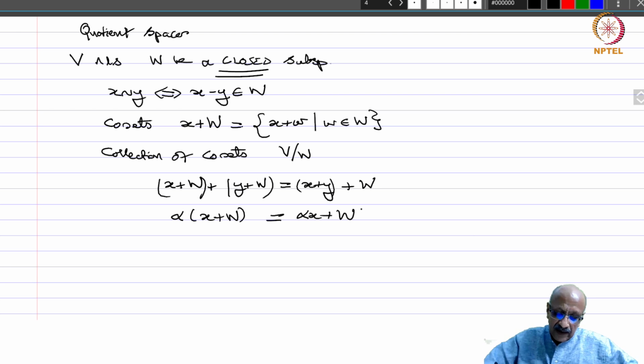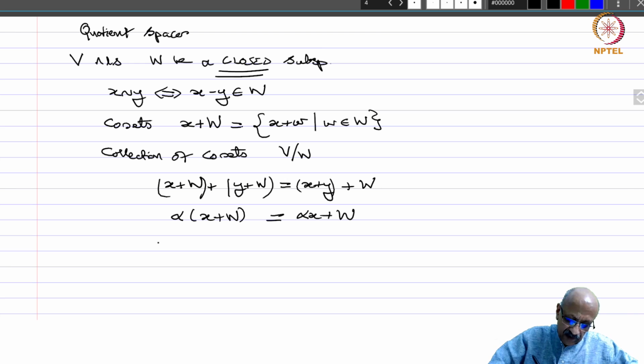We have to check that these are well defined, because if x is equivalent to x dash, and y is equivalent to y dash, since W is a subspace, x plus y will be equivalent to x dash plus y dash, and therefore this is well defined. Similarly, if x is equivalent to x dash, alpha x will be equivalent to alpha x dash, and therefore this is also well defined. So the cosets can be defined. The operation does not depend on the representative you are taking for the coset, and therefore you can do it.